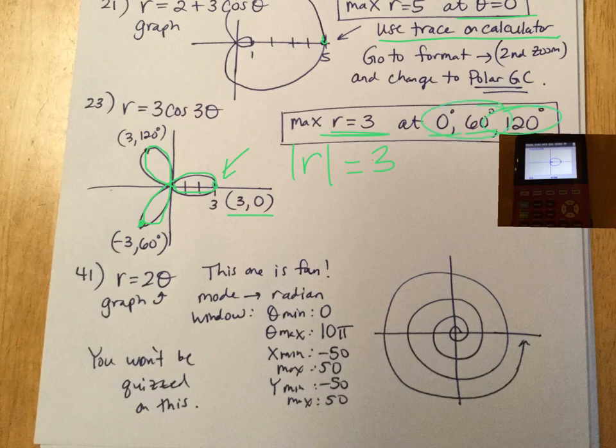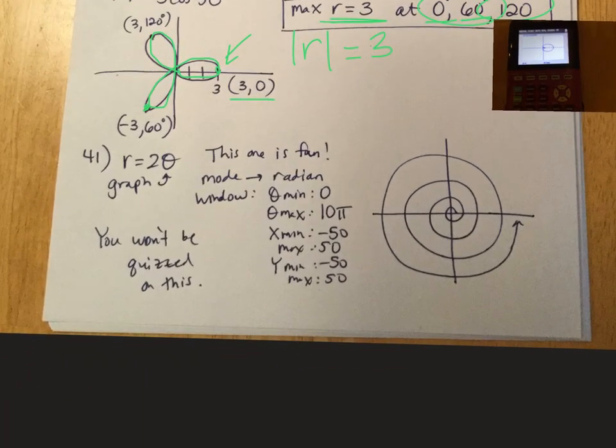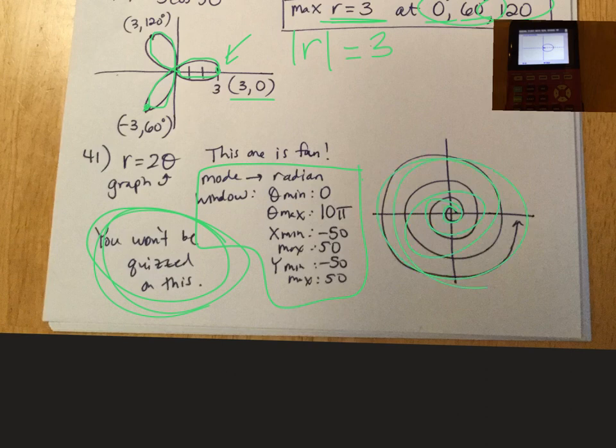So all of those. 41 is kind of a fun one. If you want to try this one again, you have to change your window. So you will not be quizzed on this one, okay? But if you wanted to graph something kind of fun, whatever, if you're bored, I don't know, you would go ahead and change your window, and then it goes around, around, around, around. It's kind of fun. All right, then we had 43.